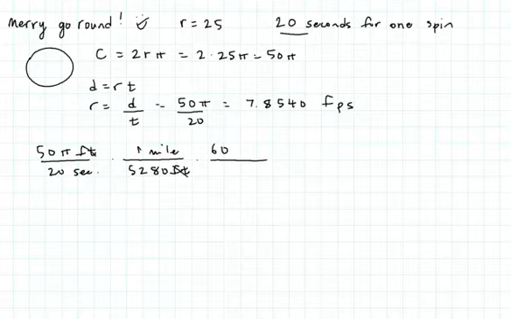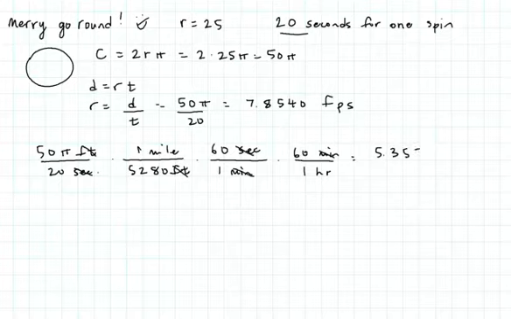60 seconds up top, 1 minute. That'll let these seconds cancel. And 60 minutes and 1 hour. That'll let these minutes cancel. You'll type that all into your calculator, and you'll end up with 5.3550 miles per hour.